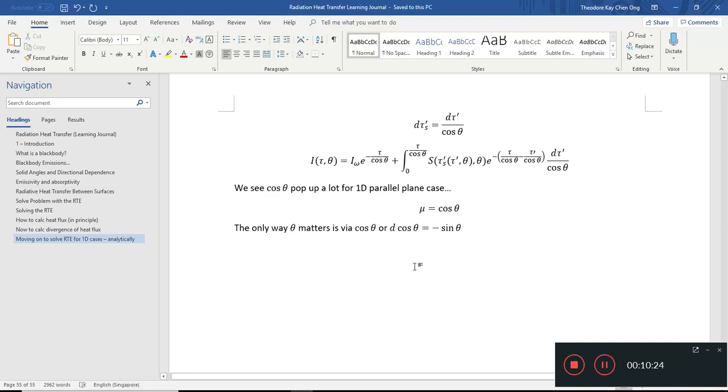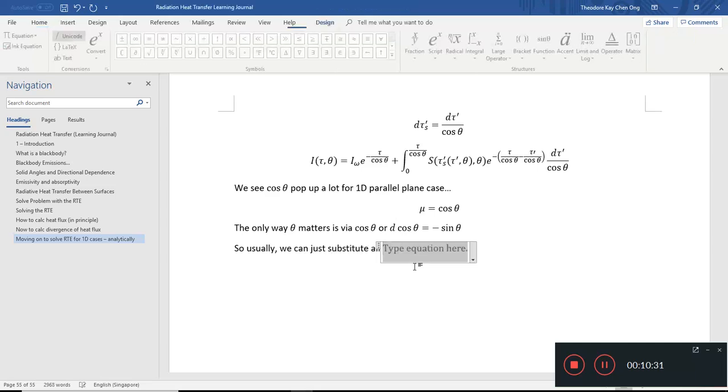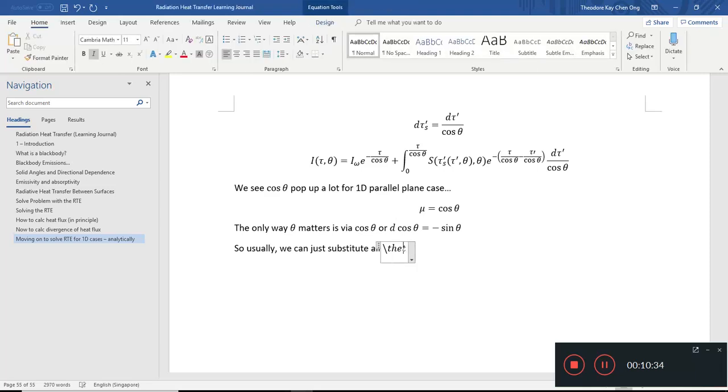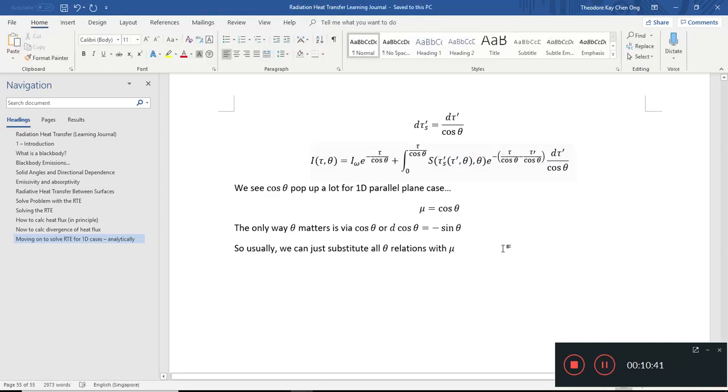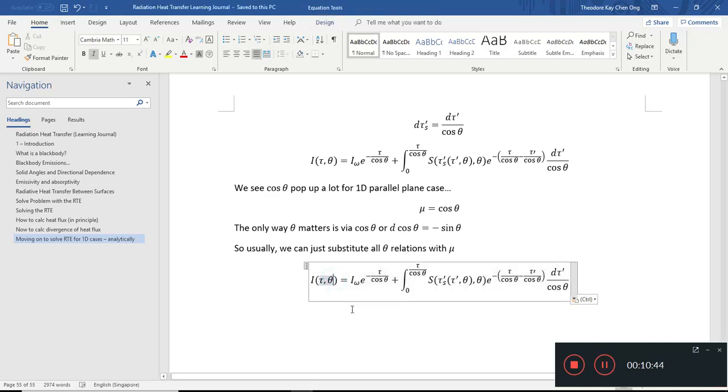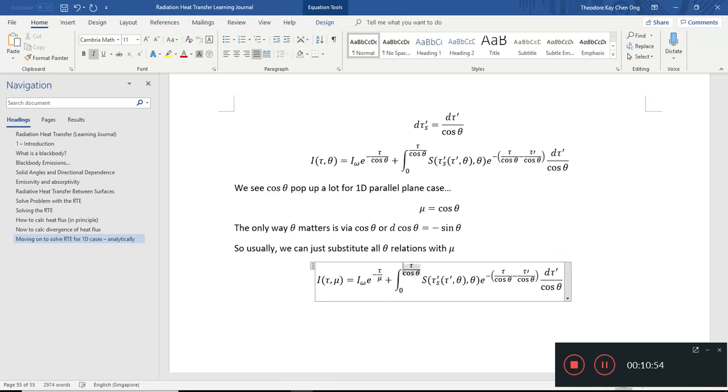So usually we can just substitute all theta relations with mu. So we can just change variables here, very simple. Instead of theta, we can just put mu, because every time you see theta happening, it is usually a sine or cosine of theta. So we can leave all these variables in terms of mu instead of cosine theta. It will make life a lot easier.